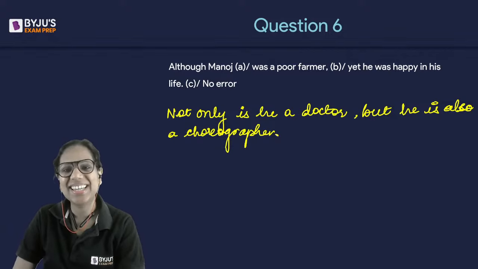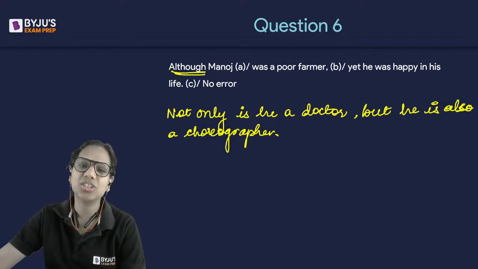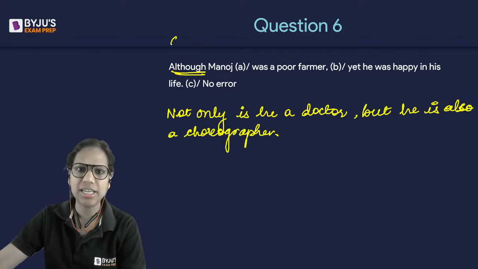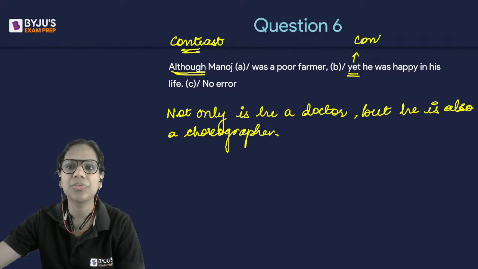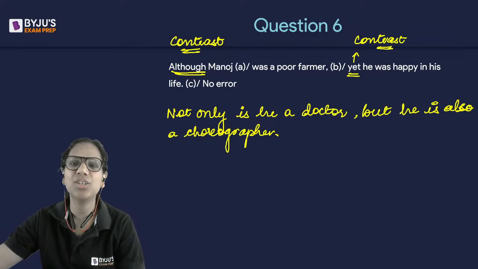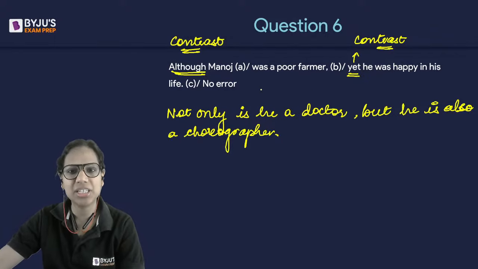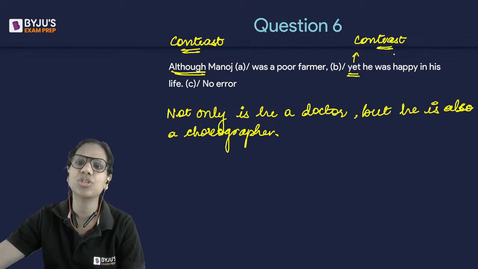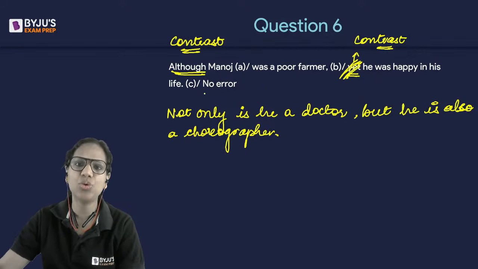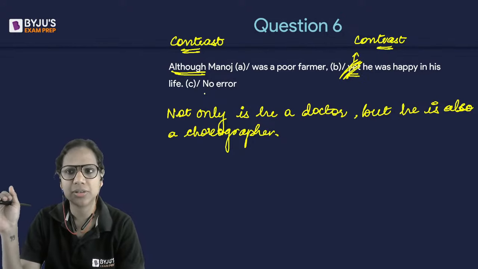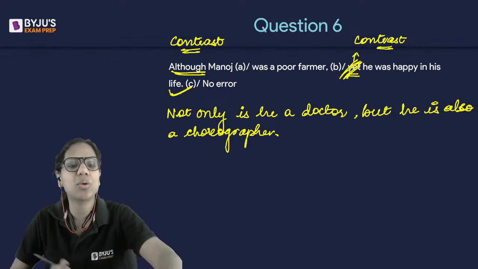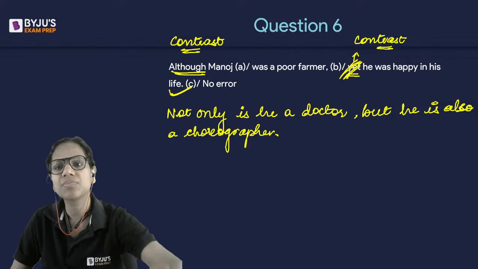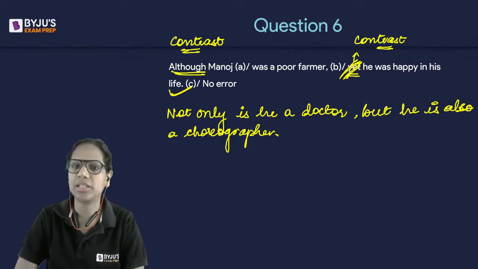Okay, correct. So, although is a conjunction that expresses contrast, right? ये क्यों use होती है? This expresses contrast. Similarly, yet is also a conjunction that expresses contrast. So one of them is enough. Either you say Manoj was a poor farmer, yet he was happy in his life, or you say although Manoj was a poor farmer, he was happy in his life. You can't use both together, right? So here, because although is used first, C becomes erroneous, yet is not required with although. Right? C becomes erroneous, yet required नहीं है यहाँ पे, although हमने already use कर लिया है.